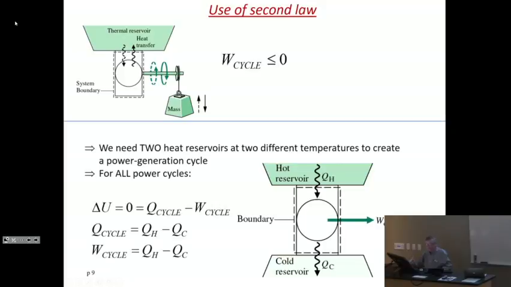What are the consequences now for cycles? The consequence for cycles, you need two reservoirs. One hot reservoir, one cold reservoir. One that gives you heat in, one that gives you heat out. And the difference between the two, heat in minus heat out, is the work of the cycle. So all power cycles have to have two reservoirs because this is forbidden.